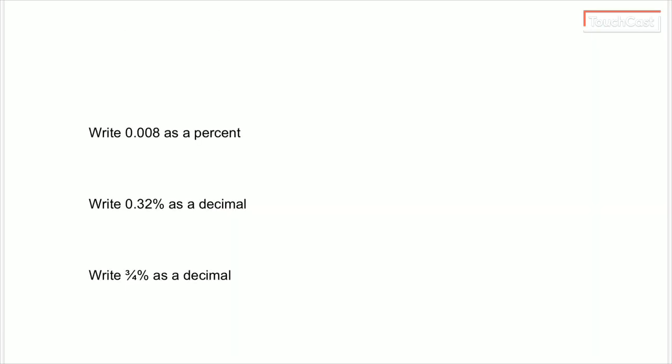Next example, we're going to write 8 thousandths as a percent. Now, this is a decimal that is much smaller than 1, but the process is still the same. We're still going to move the decimal 2 places to the right to make it a percent. So after we move the decimal 2 places to the right, it is still in front of the 8, but that is the process. So our answer is 0.8%. That's an example of a percent that is less than 1.